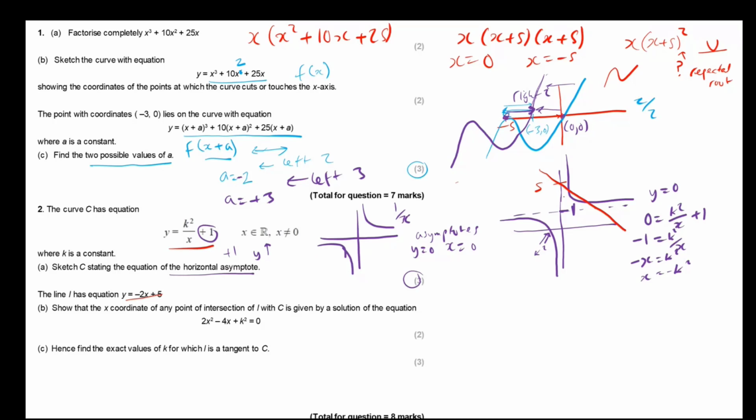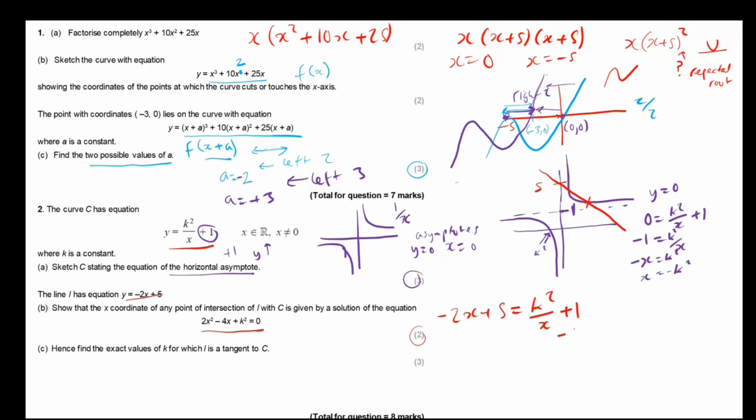If this line intersects with this, what do we set the equations to? Yes, equal to each other. If you just look at this, it looks really complicated. You've got the k squared here, you've got this line, you don't know what to do, but all you literally say is minus 2x plus 5 equals k squared over x plus 1, and you just rearrange that all.